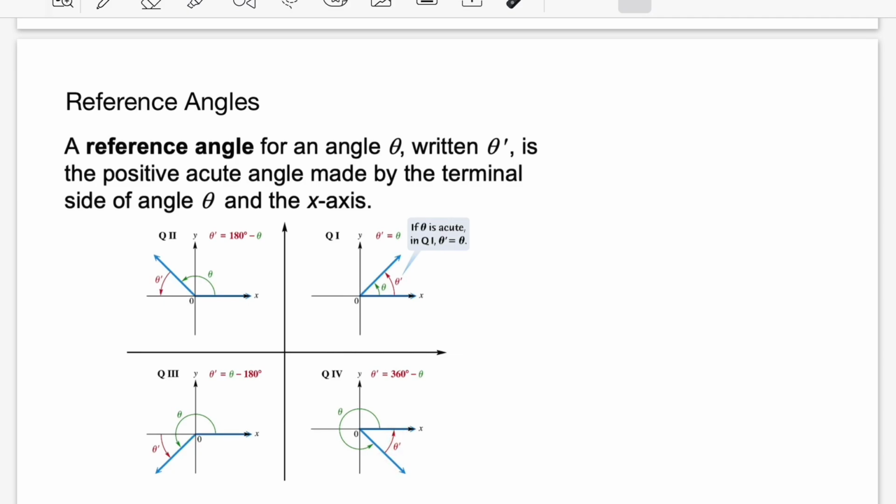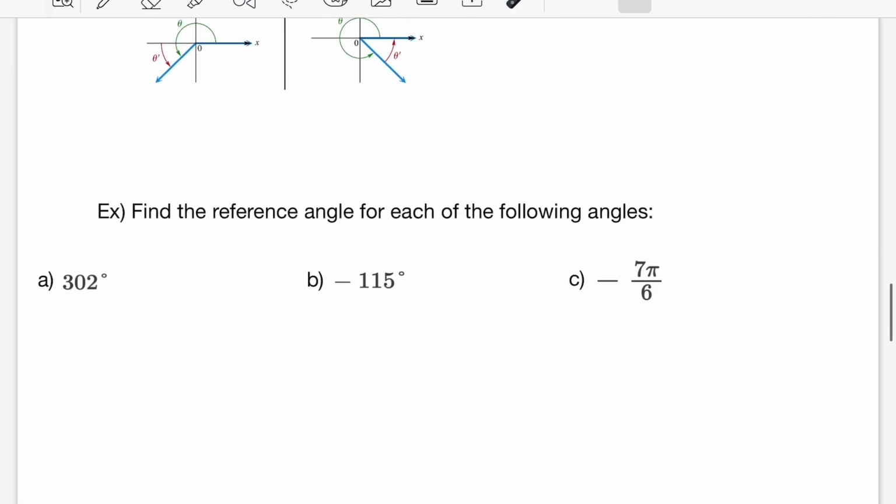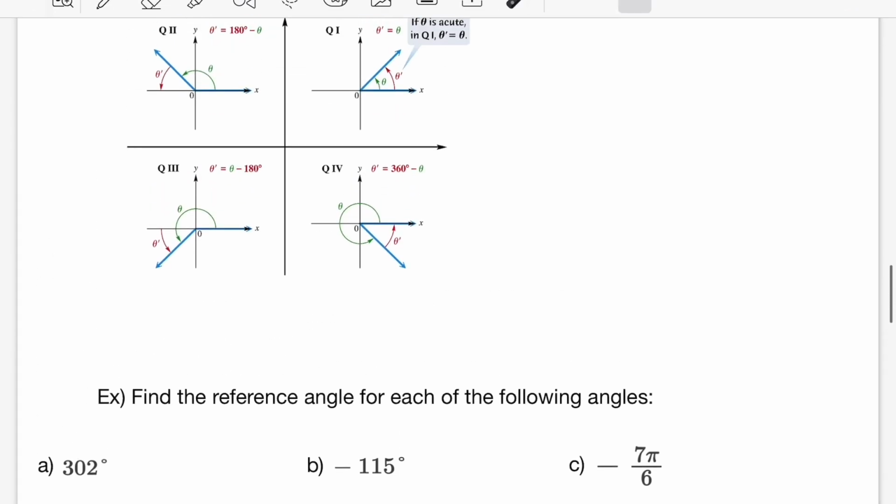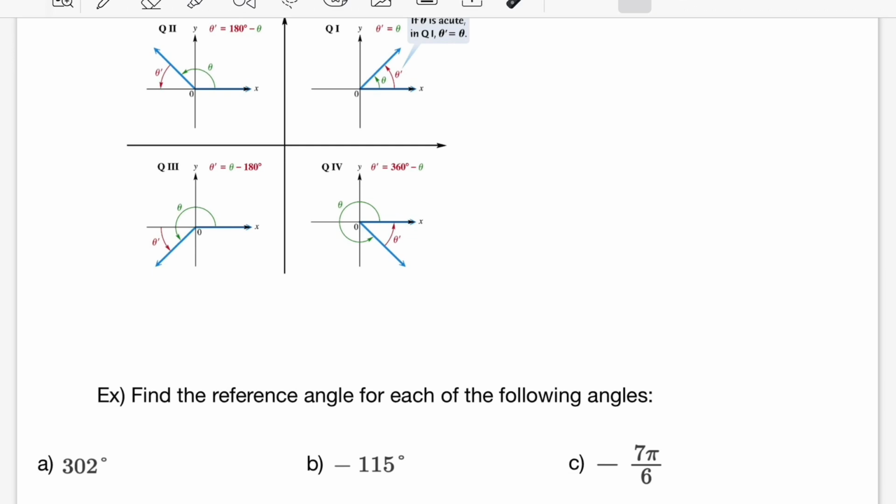Okay, so we'll do exactly that for these examples here. We want to find the reference angle for the following. So 302 degrees is going to be in the fourth quadrant here. So it is helpful to know at least your quadrantal angles. So that will be angles on the x and y axis, right? So on the y-axis, that'll be 90 degrees and 270. And on the x-axis, that'll be 180 and 0.